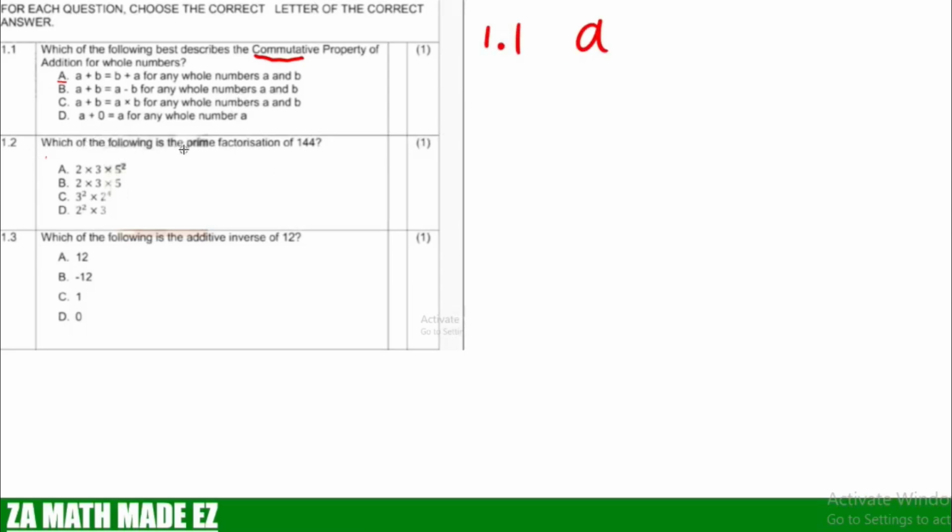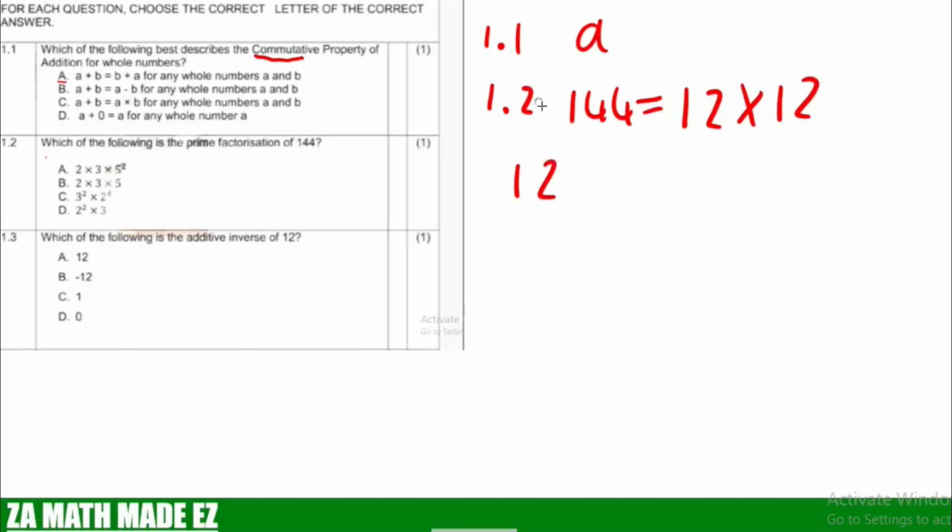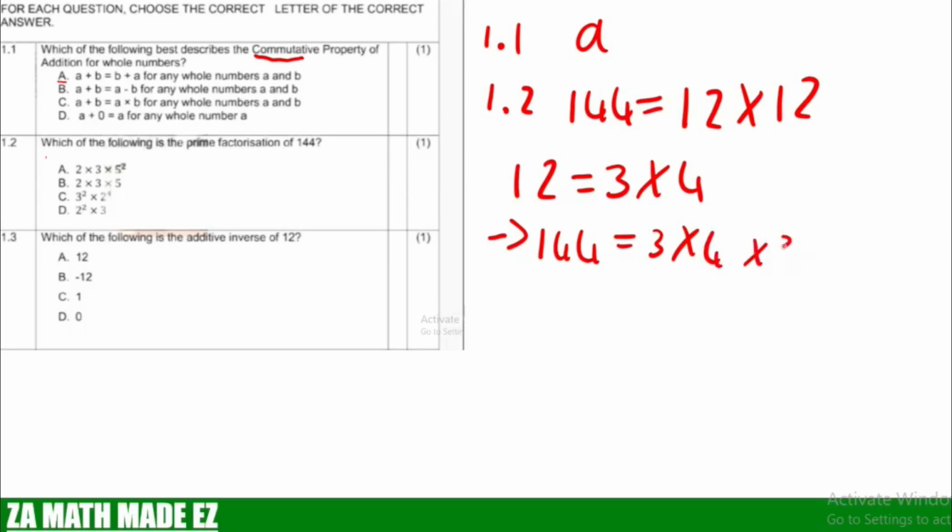Now 1.2. Which of the following is a prime factorization of 144? Remember, prime factorization means breaking a number down into only prime numbers multiplied together. So 144 is equal to 12 times 12. 12 is equal to 3 times 4. And so far that would mean that 144 is equal to 3 times 4 times 3 times 4. The reason is 3 times 4s is because it's 12 times 12 and there are two 12s over here. So it's 3 times 4 times 3 times 4.